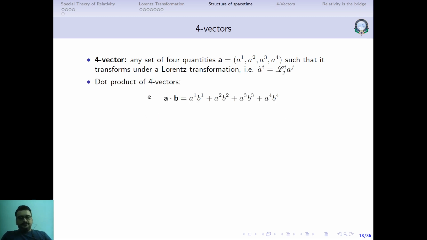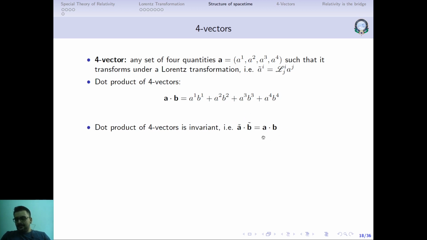So the dot product of four vectors a dot b: I have one vector a, another vector b. The dot product of them will be simply a1 b1 plus a2 b2 plus a3 b3 plus a4 b4. And the dot product of four vectors is invariant, that is a tilde dot b tilde is equal to a dot b.